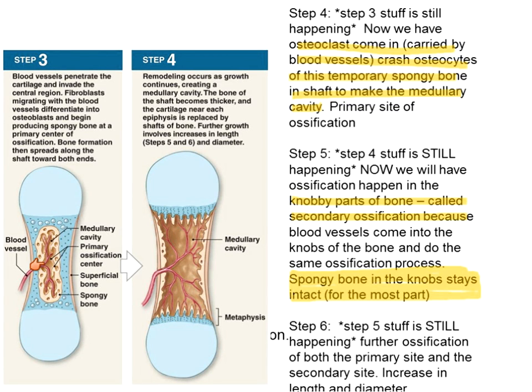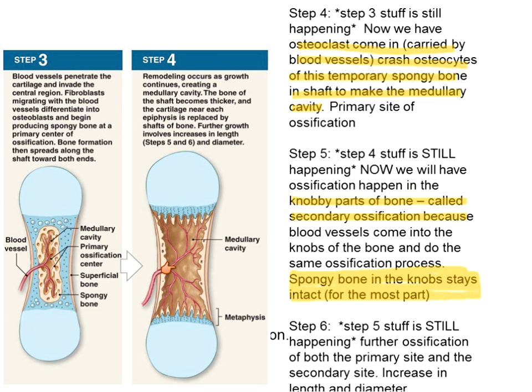So now we have the osteoclasts that are going to be carried by the red blood vessels. They're going to start to break down that spongy bone in the shaft of the bone. So in that diaphysis, on the inside part, all of that there is going to be broken down by the osteoclasts, because we need to carve out that area in the medullary cavity. We call this the primary site of ossification.